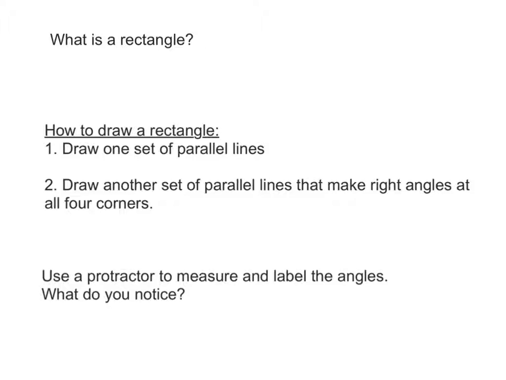So a rectangle is a parallelogram that has 4 right angles. So here's how you draw a right angle. You could use a protractor to measure it, but could you also use the corner of your straight edge if it's not bent? Okay, yeah, you could. So what you do is you draw 1 set of parallel lines, and you draw another side of parallel lines using the corner right here to make right angles. Okay, go ahead and draw a quick rectangle in your notebook.